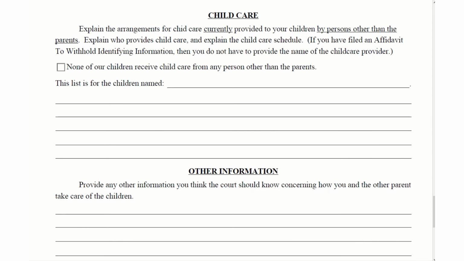On page 4, the last page of the worksheet, at the top, you would provide information about where the children may be for childcare other than with the parents. So if the kids go to daycare or they go to grandma's after school, you would put the name of the child and then the place where they go for other childcare. If the children don't go anywhere other than to be with the parents, then you would just mark the box that says none of our children receive childcare from a person other than the parents.